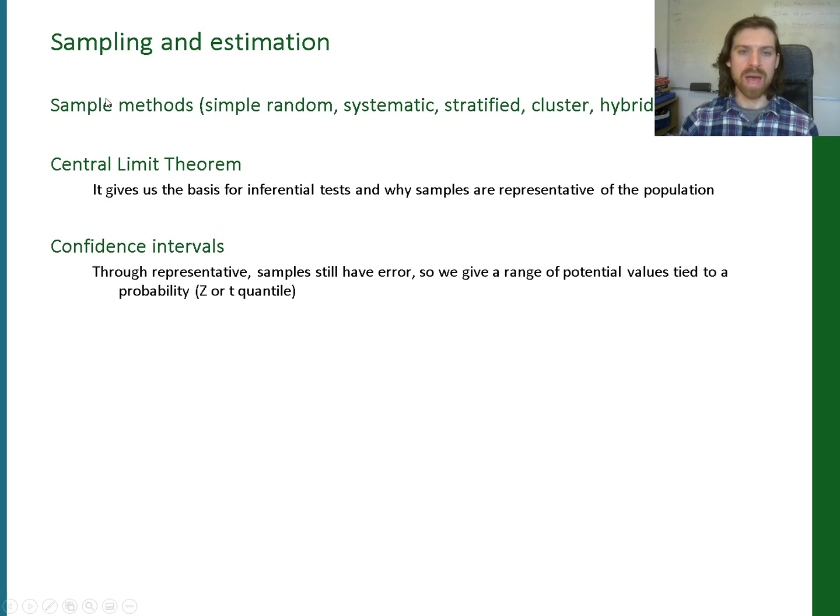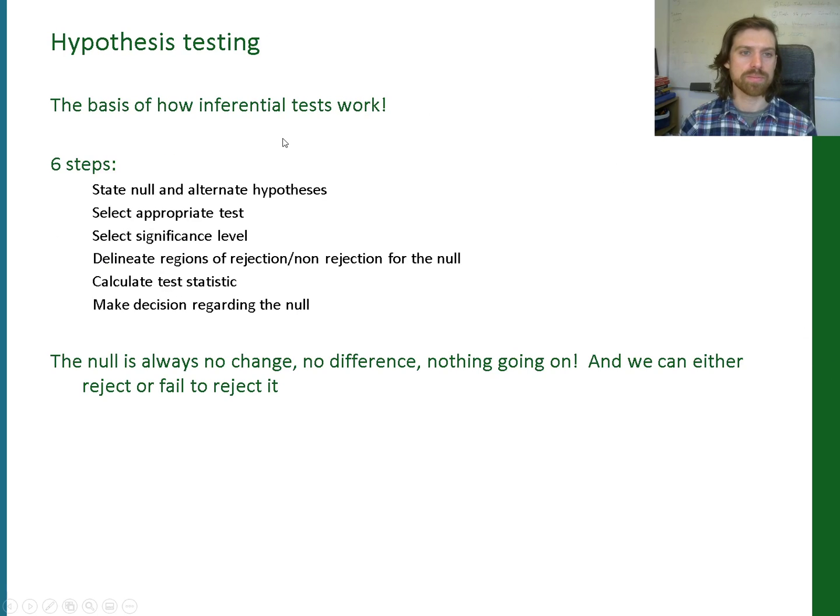We covered sampling methods, so how we carry out sampling approaches, whether it's random sampling, systematic sampling, stratified sampling, clustered sampling, or hybrid approaches, which might blend a variety of these different sampling approaches. We focused on the central limit theorem and how that informs our understanding for inferential testing. And we focused on confidence intervals, so how do we estimate the interval within which we think a population parameter may fall, given a set of data that we've collected.